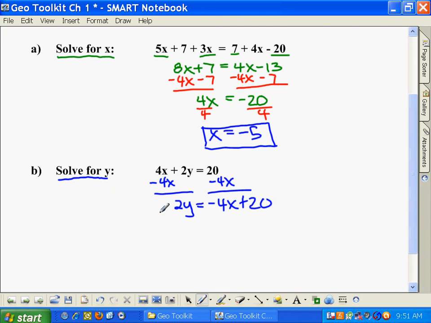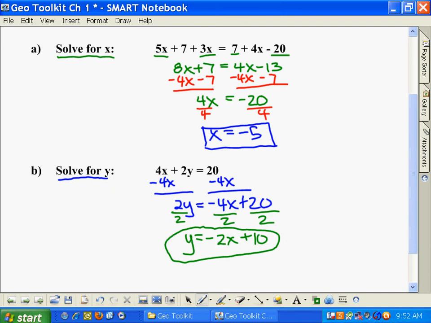Now our final step is we have 2y, and we need to solve for y. So we need to make this into y, and the only way to do that is to divide by 2, because what is 2 divided by 2? Well, it's 1y. So if we divide by 2, we're going to get y. So we need to divide this one by 2 and this term by 2. So both terms have to get divided by 2 here. So negative 4 divided by 2 is negative 2x, and 20 divided by 2 is 10. And there you have it. That is going to be our answer right there. y equals negative 2x plus 10.